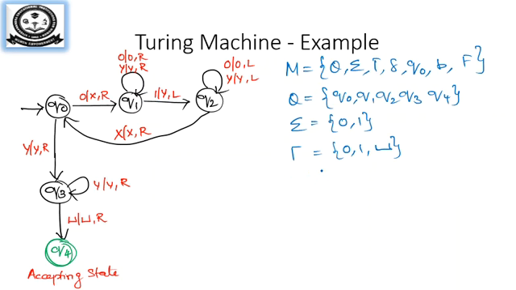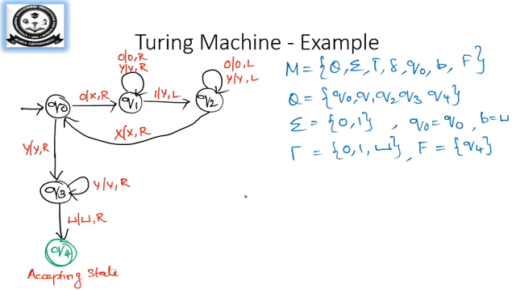So we'll have q0. So I'll write q0 here. So q0 is going to be q0. F is going to be your final state, that is q4. And your B is going to be lambda, some blank symbol.